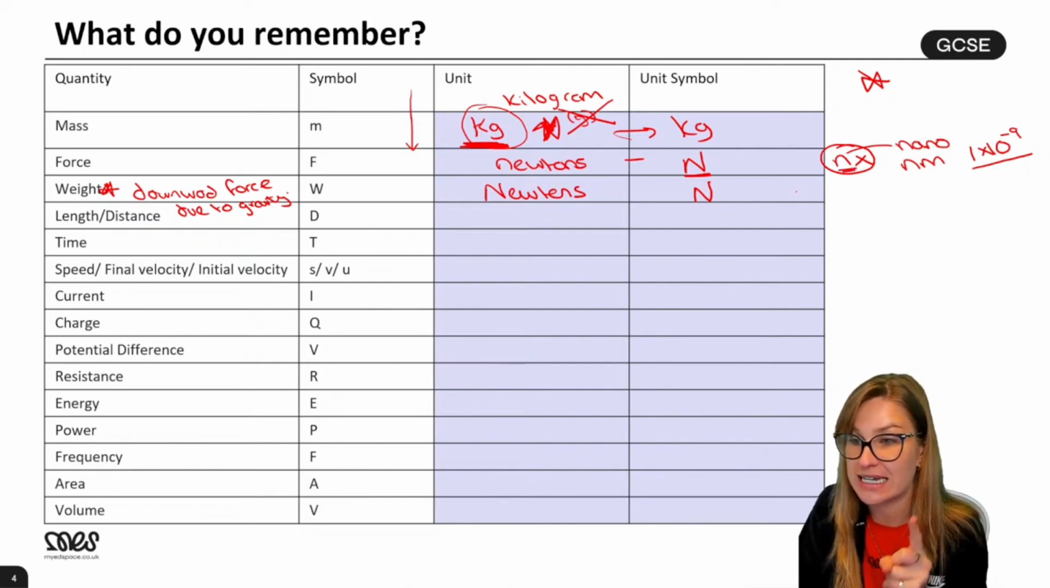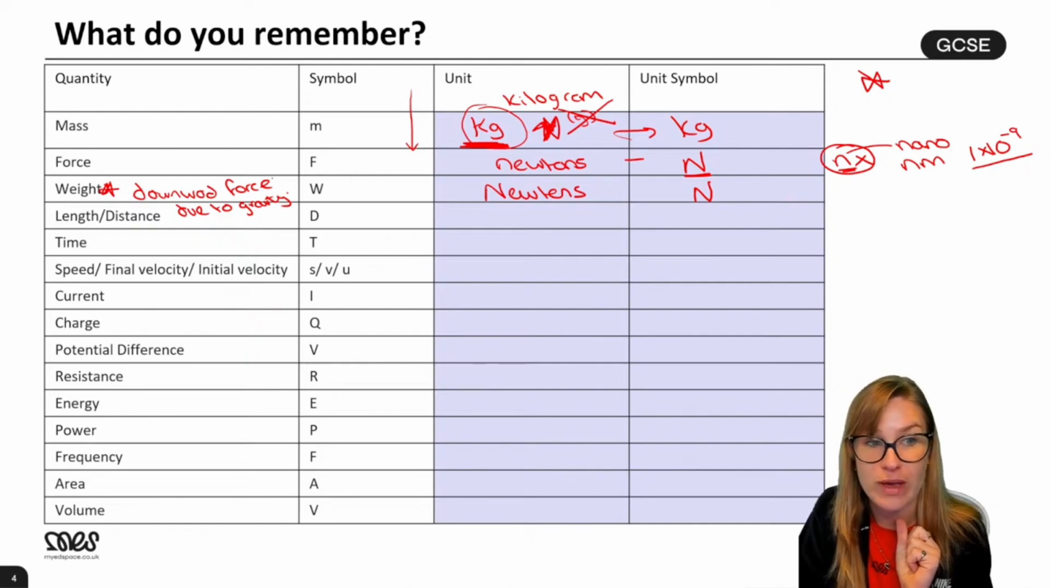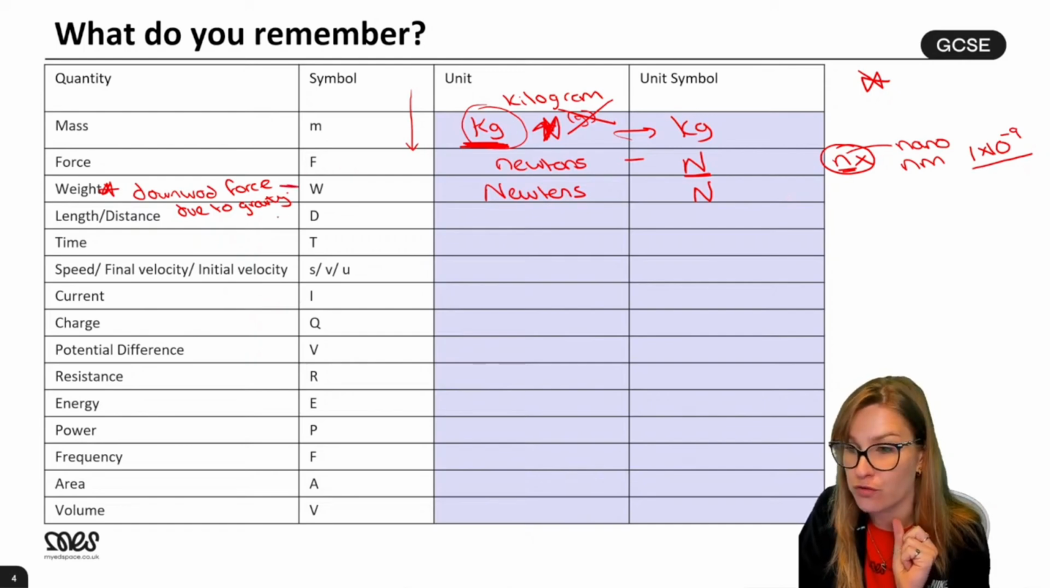Yes, weight is a downward force. Because they are the same thing. Weight is just a way of saying a downward force. So you need to recognize that both of them are the same. So I put them there to make sure we're aware.